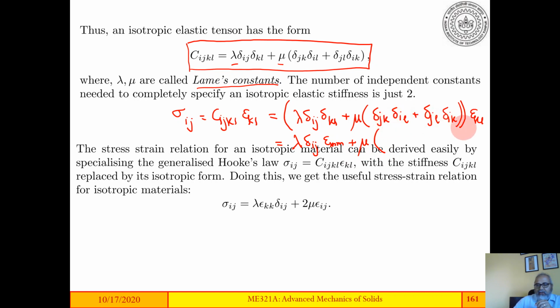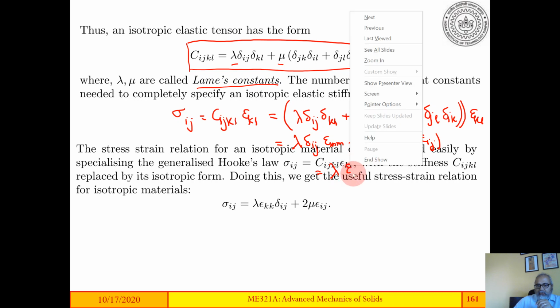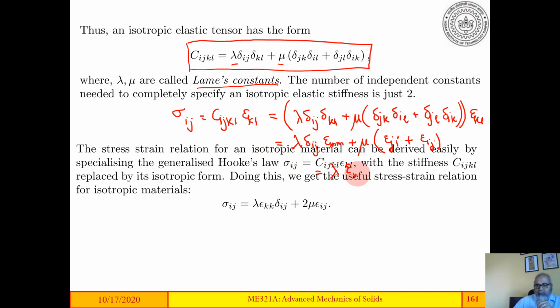So k will be knocked off for j, so you will have epsilon ji, and l will be knocked off for i, plus this l will be knocked off by j and k will be knocked off by i, so you will have epsilon ij. But then these are symmetric, so you will be left with lambda epsilon mm delta ij plus 2 mu epsilon ij. So that is what you have here.